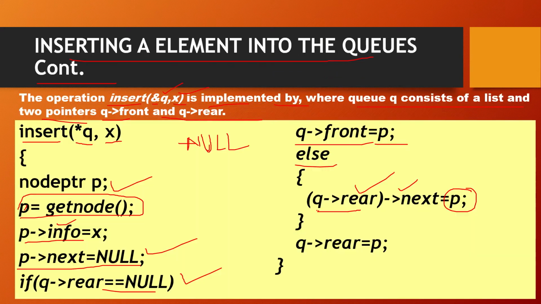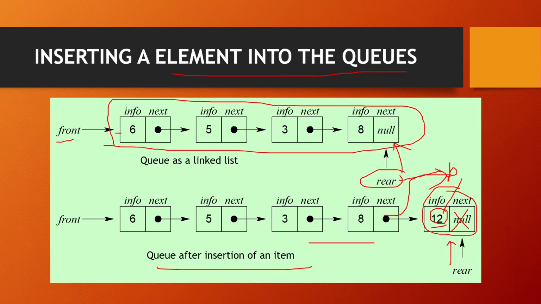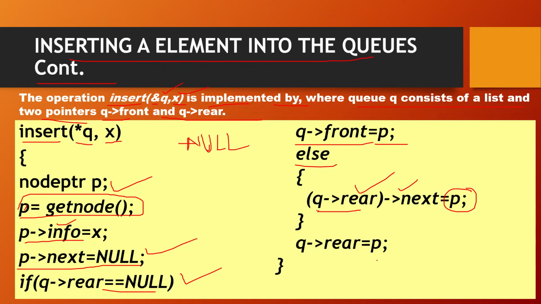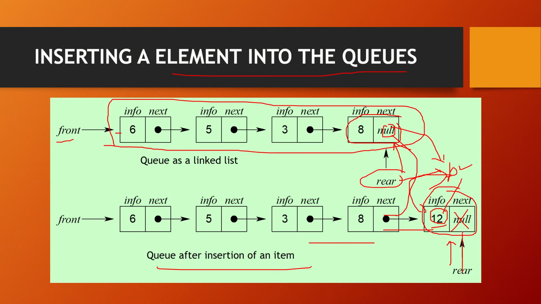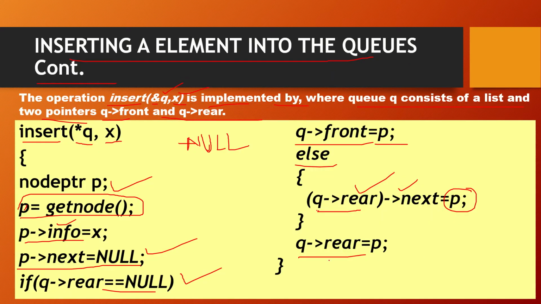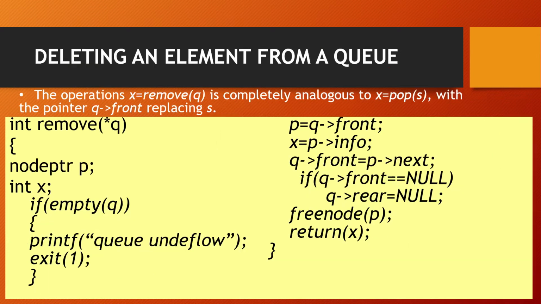ठीक है जी, यहाँ पे देखिए Q rear के नेक्स्ट पार्ट में, ये Q rear इसको पॉइंट कर रहा था. Q rear के नेक्स्ट पार्ट में हमने क्या कॉपी कर दिया? P कॉपी कर दिया. तो ये इसको पॉइंट करने लग गया. यहाँ पे देख लीजिए, ये इसको पॉइंट करने लग गया. And last, Q rear is equal to P. ये rear इस P को पॉइंट करने लग गया. Q rear is equal to P. So this is how we can insert an element into the queue.